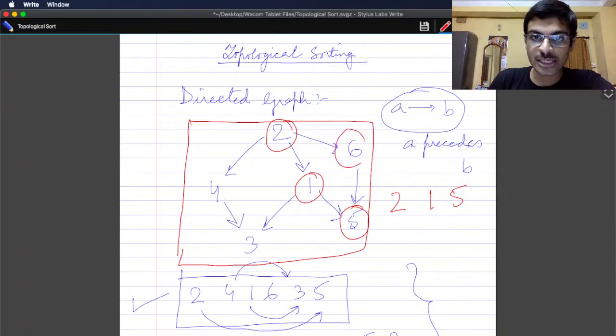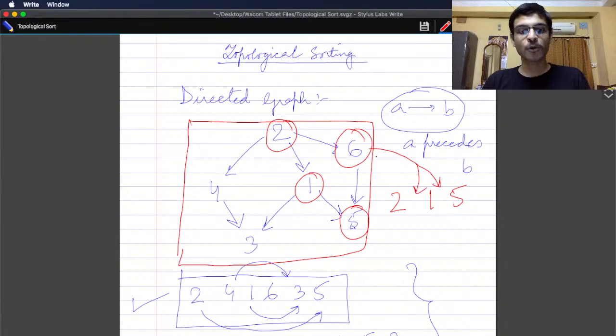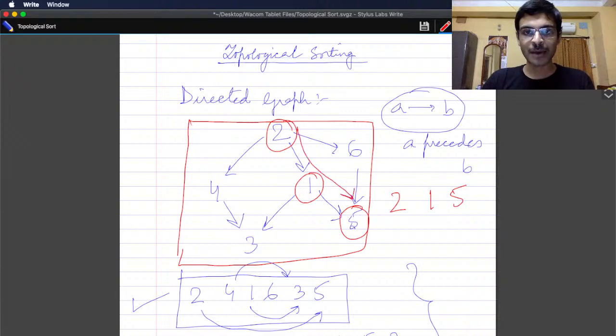No, because 6 will say that I must come before 5. 6 has to come before 5 somewhere, either here or here. It cannot come before 2. So here it is important that we are doing simple DFS. While we are doing simple DFS, it may happen that later on we come to some node which will prescribe its own preferences, that no, I want these nodes to be strictly in front of me.